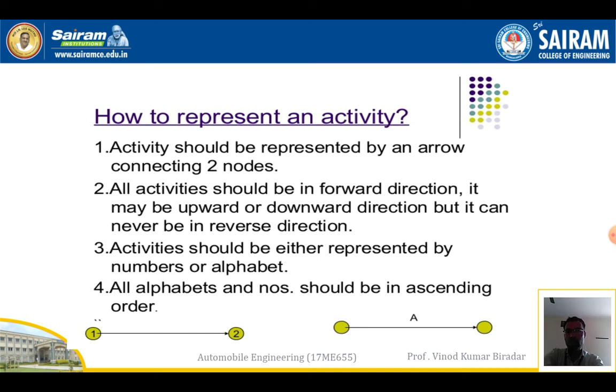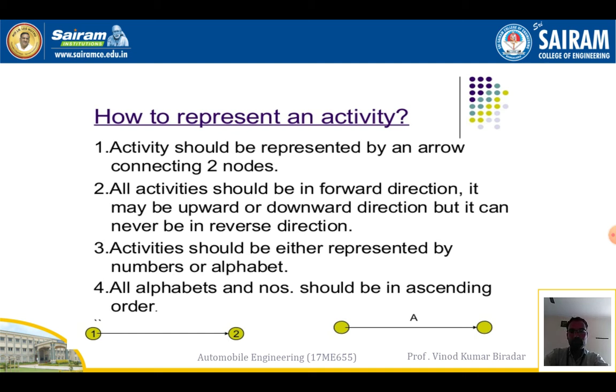Third, all activities should be represented by either a number or an alphabet. You can represent them by a number or A, B, C, D, that doesn't matter. All alphabets and numbers should be in ascending order only, it should not have any descending order. Because if you want to complete a job, we are going further only, not coming backward.